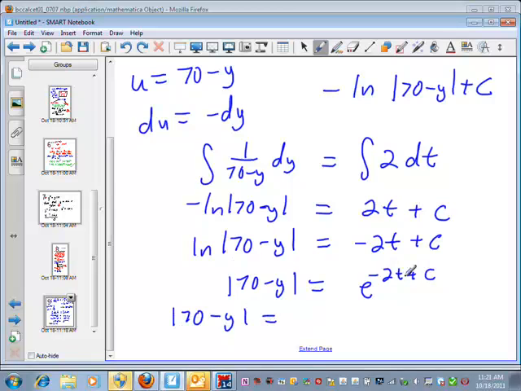So again, there's a differential equation. You got all the y's on one side and all the t's on the other side and integrated both sides, and now we have to solve for y.